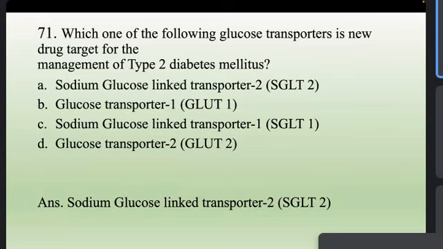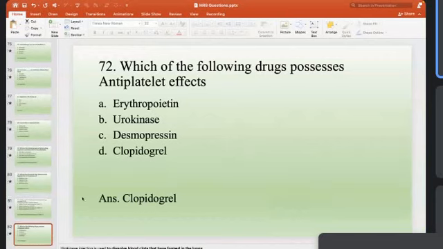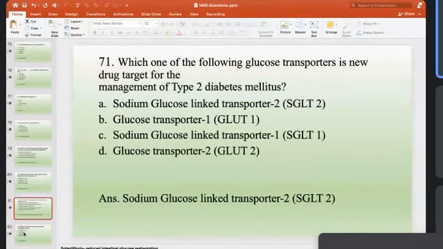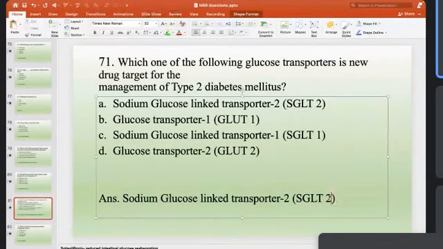But okay, actually, I'm sorry, the answer mentioned here is wrong. SGLT1 is the newer drug target for the management. I'll just change it here, one second. So it is SGLT1.